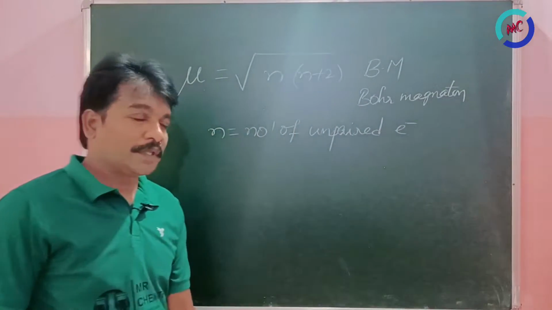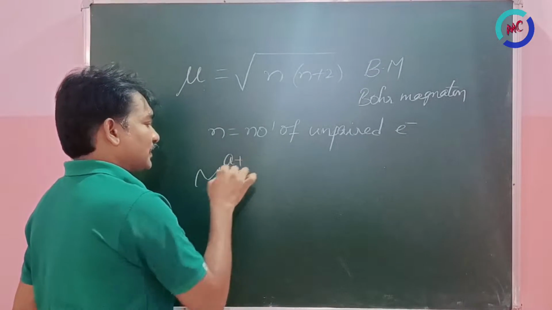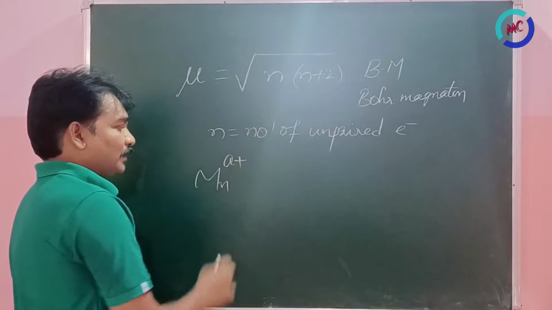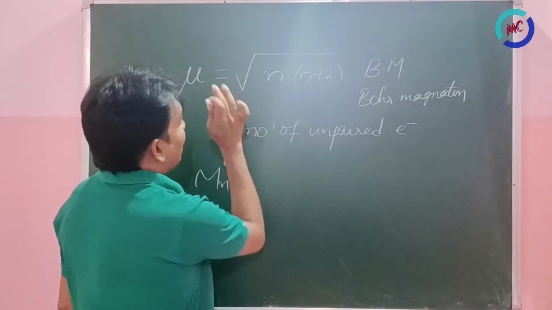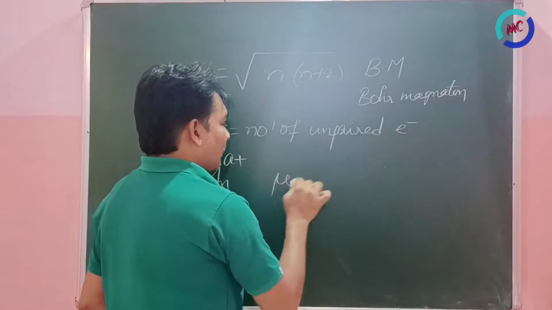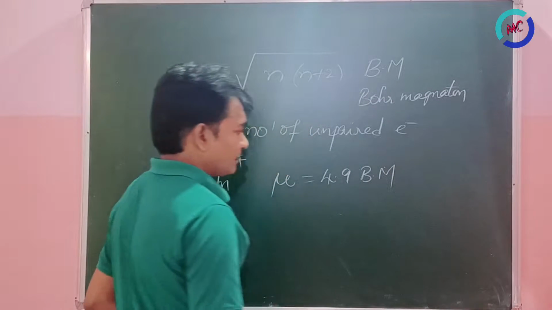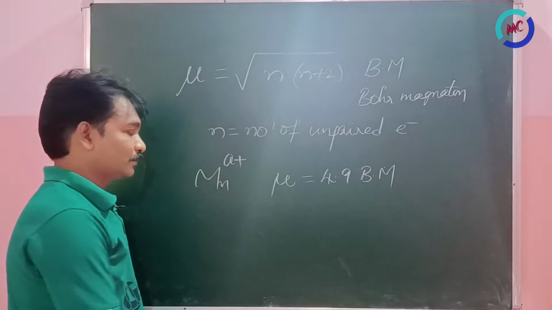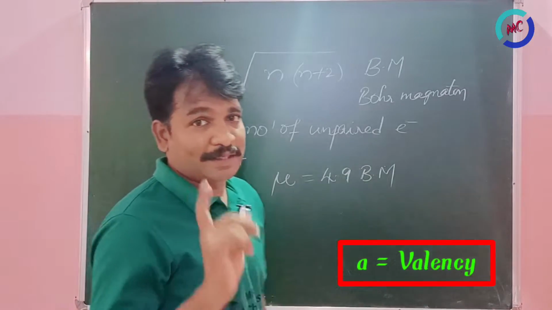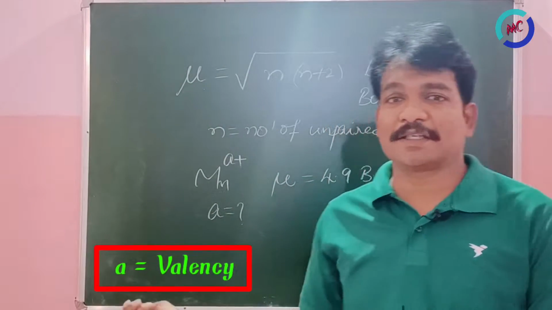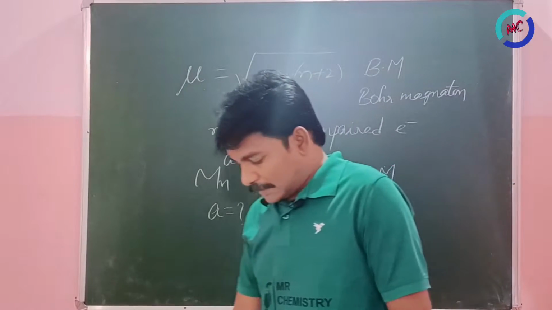Unpaired electrons. See here, if we consider one of the manganese ions, Mn A plus, it has a magnetic moment of something like 4.9 BM. What is the value of A? And don't expect that in JEE and NEET they will ask direct questions. They will ask questions like this, indirectly.